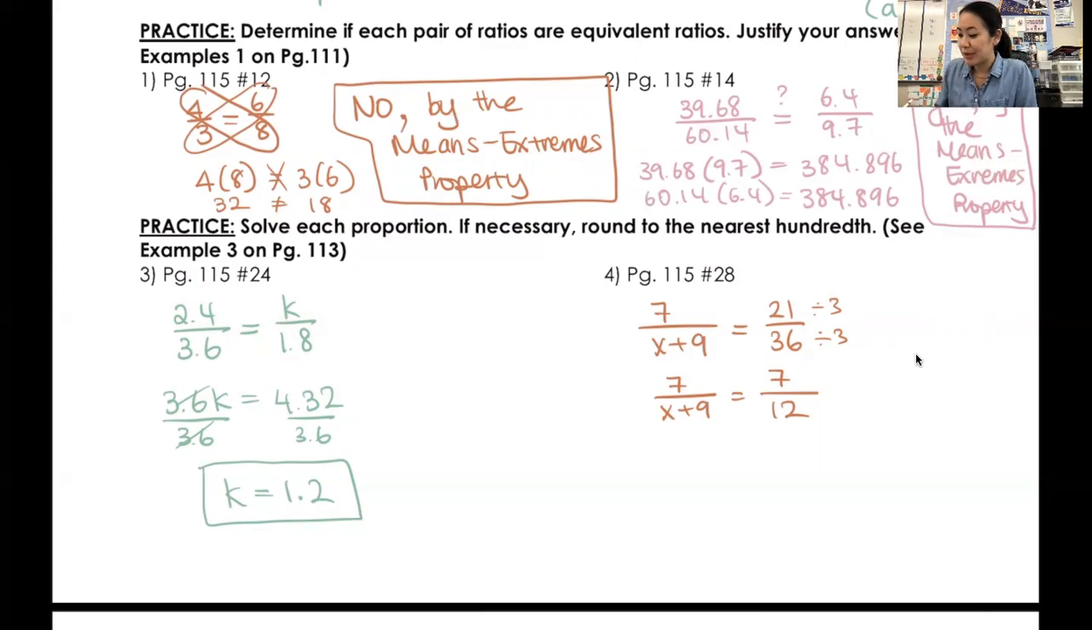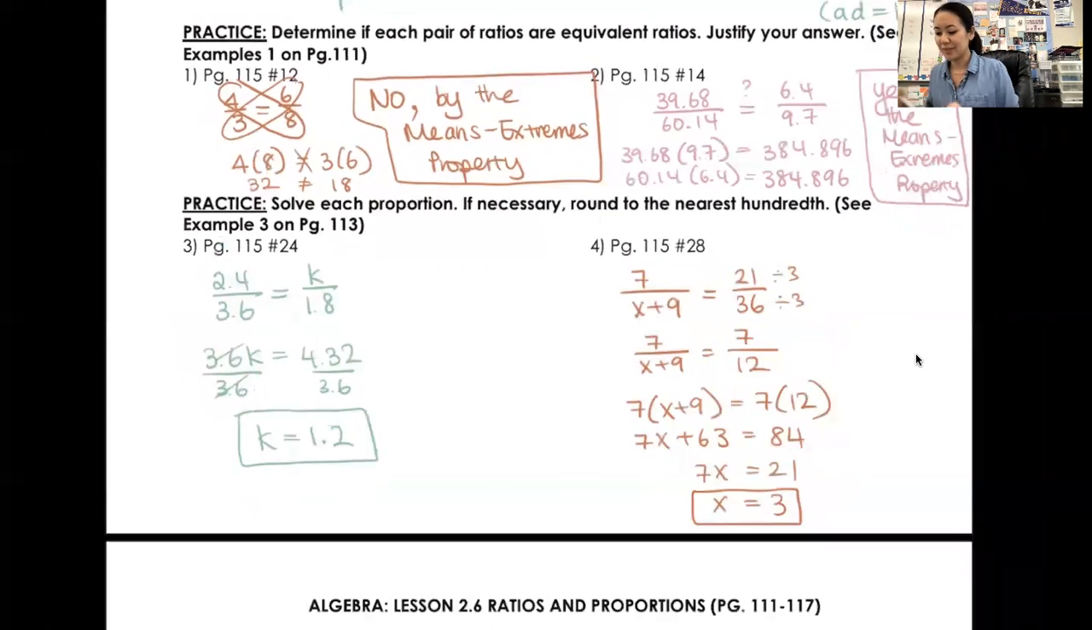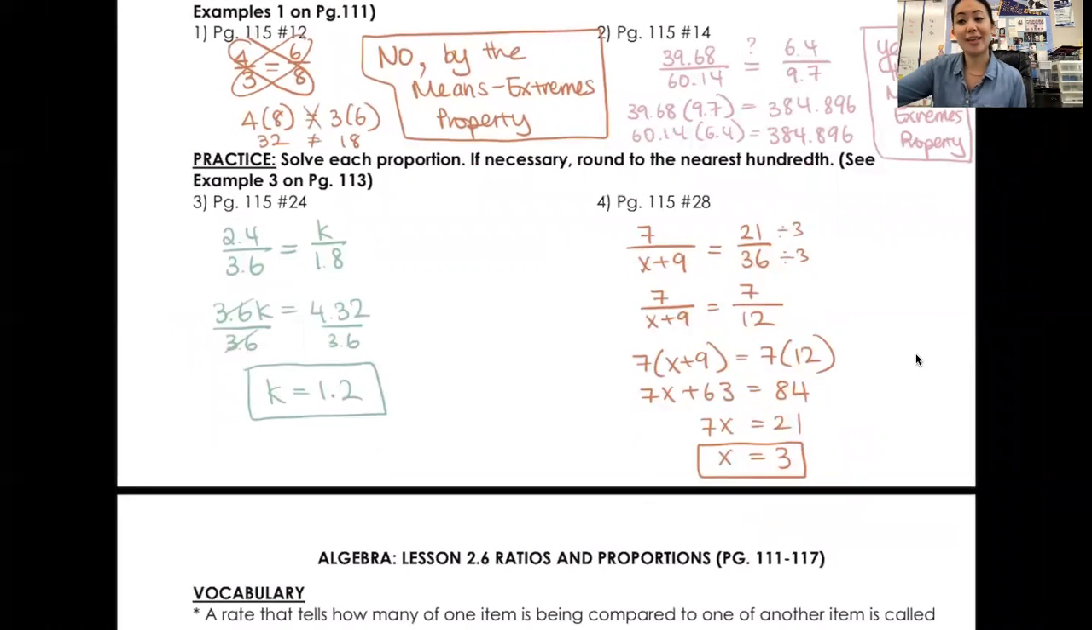And again, you can do the means extremes. We can do 7 times (x plus 9) is equal to 7 times 12. Just make sure you put parentheses around that entire x plus 9. All right, so that whole thing is being multiplied, and that way you remember to distribute. And then go and subtract the 63. And we get x is equal to 3. All right, and that is how you solve when your variable is in a proportion.